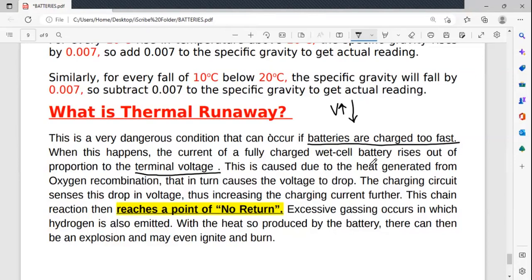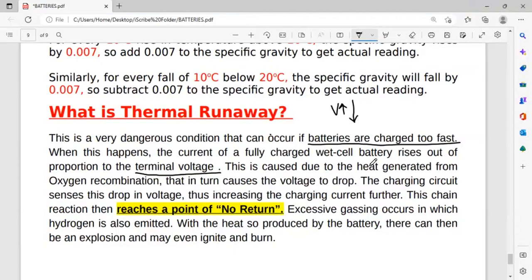So thermal runaway is caused by the batteries being charged too fast, production of extra heat, where that extra heat causes the voltage to actually fall rather than increase. And this continues as a domino effect that finally causes an explosion and even fire on board the ship. So this is what is called thermal runaway. Everybody clear? Any queries or doubts on this battery topic? Because that ends this particular chapter for today. Any queries or doubts?